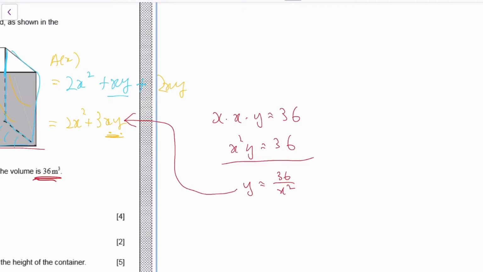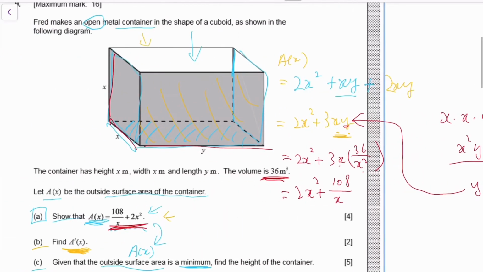So you always use this extra information to get rid of one of the unknowns in the function that you're trying to optimize. This is a very classic setup for optimization. So y is indeed 36 over x squared. So it's 2x squared, so we multiply them together. 3 times 36 should be 108. And we have x over x squared, one of the x cancels out. So it's 108 over x, which is what they want.